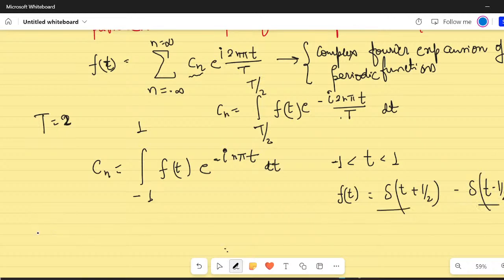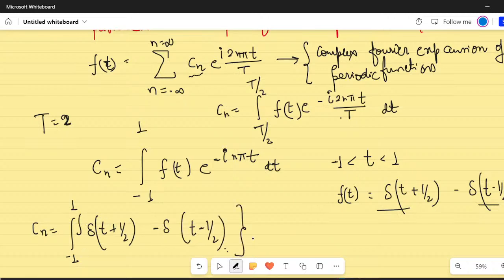So now your Cn would simply be integration from minus 1 to plus 1 of Dirac delta function t plus half minus Dirac delta function t minus half, and then I multiply this by e to the power minus iota n pi t dt. This is how I'm going to do it.